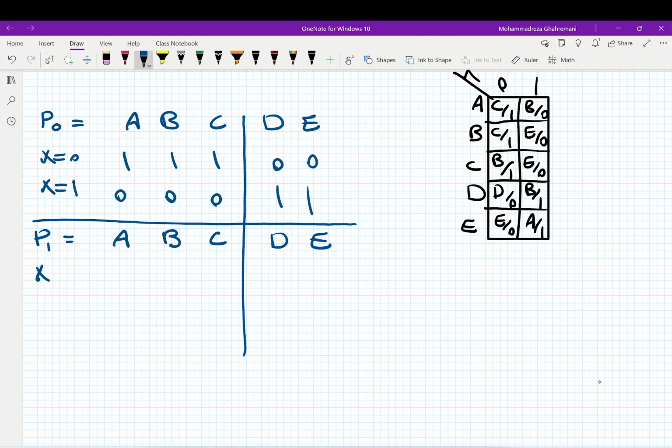And now in P1, we find the next state of each state and then do our comparisons. So if we are in state A and x is 0, next state is C. If we are in state B and x is 0, next state is C. If we are in state C and x is 0, next state is B. So we complete our next state parts.